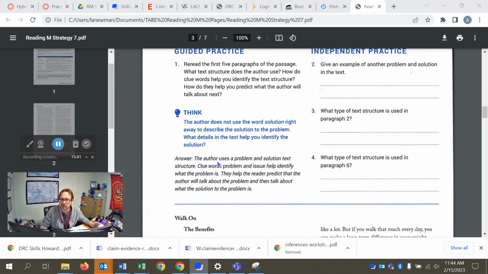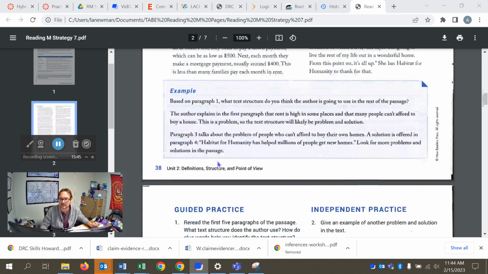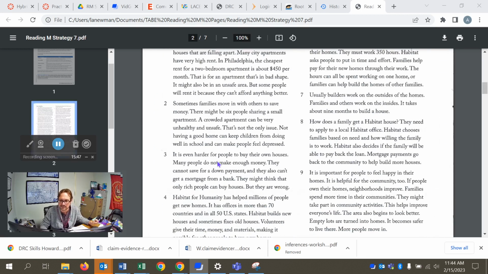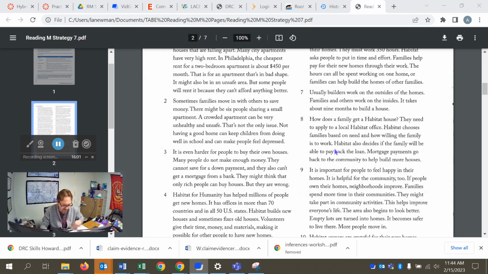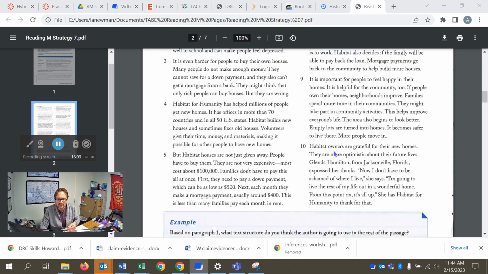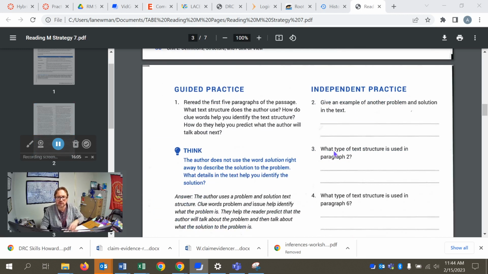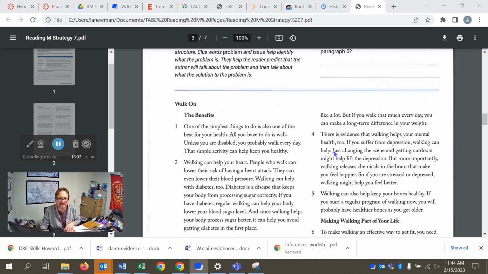And then lastly, number 4, what type of text structure is used in paragraph 6? I have that it's chronology. Let's return to it and take a look at it. So it's talking about how recipients do put in some of the labor on the home, but it describes the steps, the process in chronology, in sequence throughout there. All right, moving on to the questions that go with the next passage, which is on the benefits of walking.